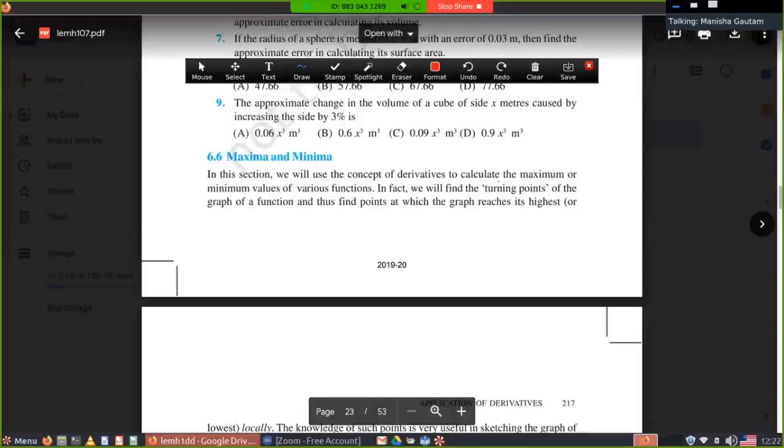In fact, we will find the turning points of the graph of the function. We find points at which the graph reaches its highest or lowest point. What is the meaning of turning points? Turning points, or you can say critical points.